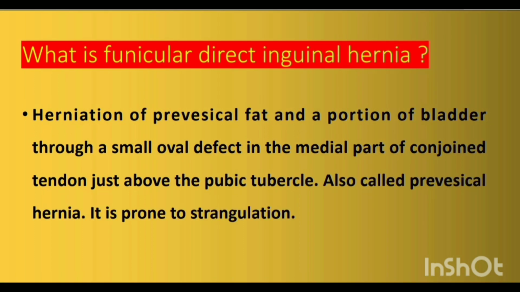Question: what is funicular direct inguinal hernia? Answer: herniation of prevesical fat and a portion of the bladder through a small oval defect in the medial part of the conjoint tendon just above the pubic tubercle, also called prevesical hernia. It is prone to strangulation.